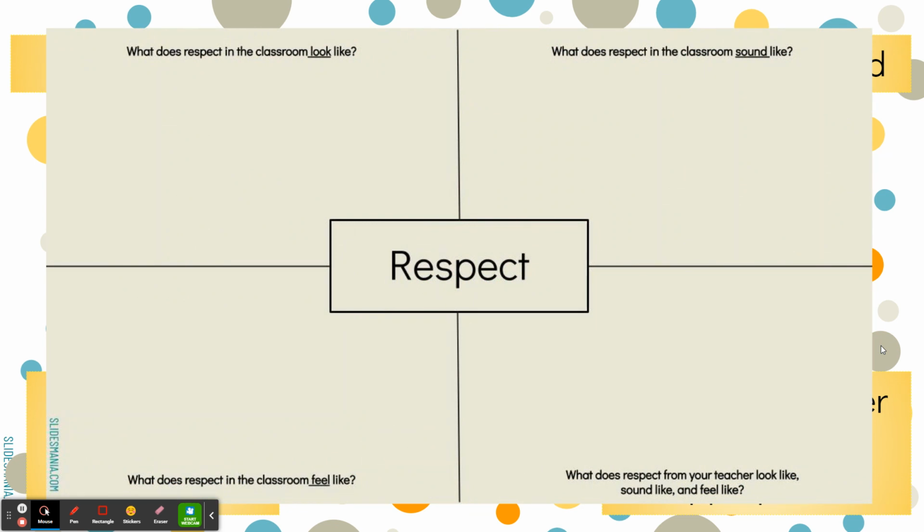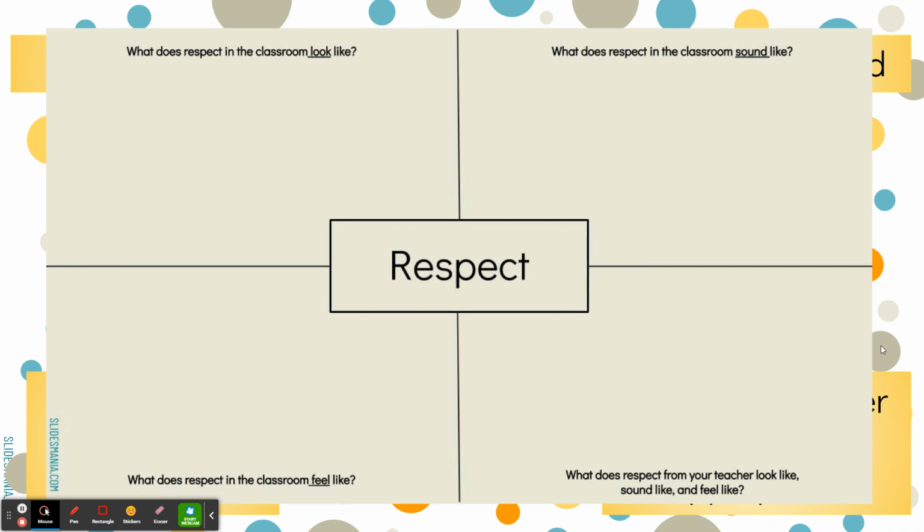Since the word respect seems to be a common one at most sites, we will use it as an example on how to build expectations with your students. I would introduce a word a day for the first week. We discuss what we know about the word and what it means. Then we'd build classroom expectations together.